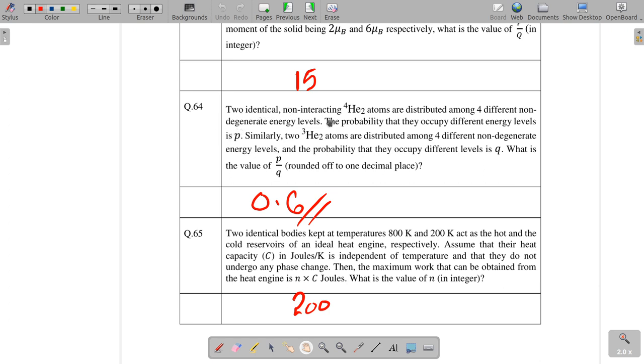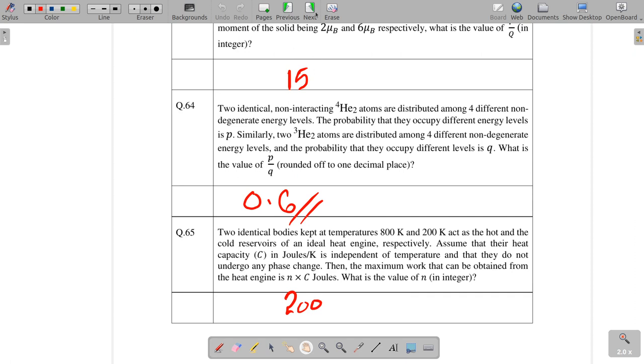Question 64: two identical non-interacting helium-4 atoms are distributed among 4 different energy levels. The probability that they occupy different energy levels is P. Similarly, there are again 2 helium atoms, but helium-3, with one neutron missing. They are distributed among 4 different non-degenerate energy levels with probability Q. So what is the ratio of P by Q?